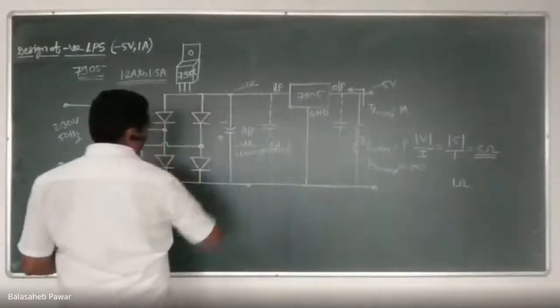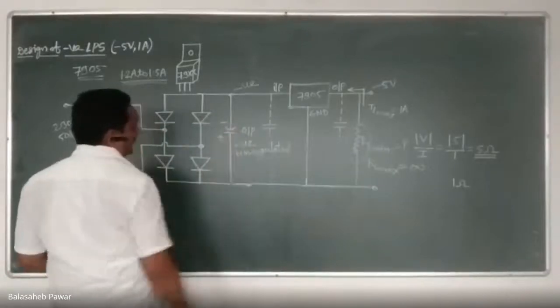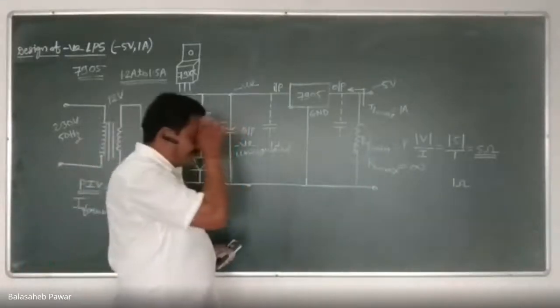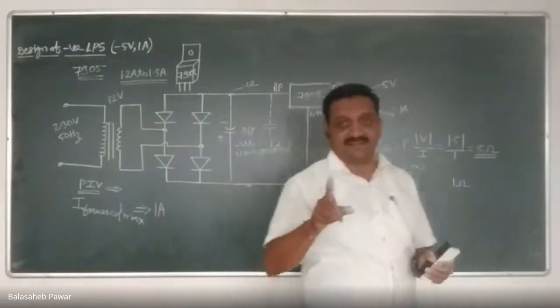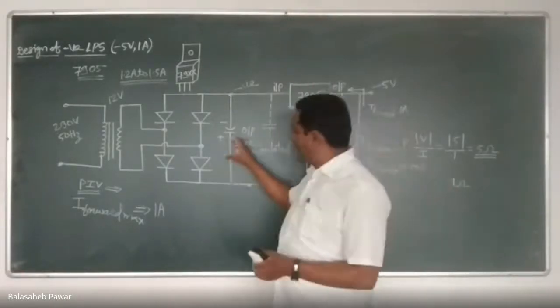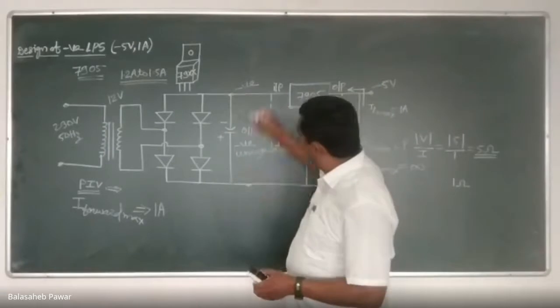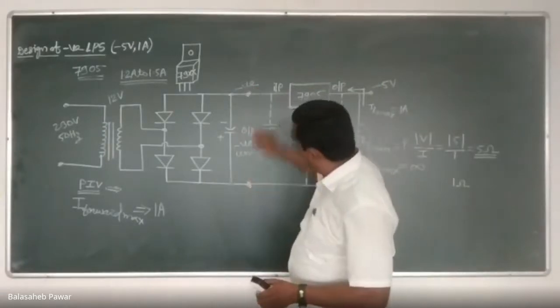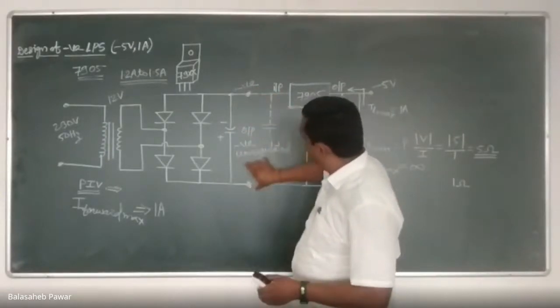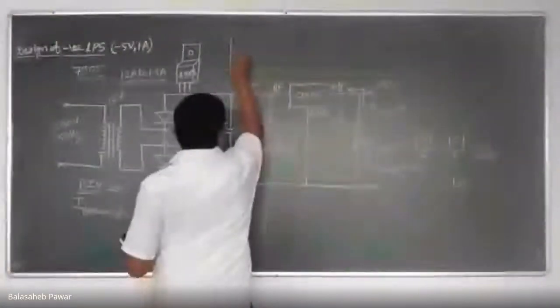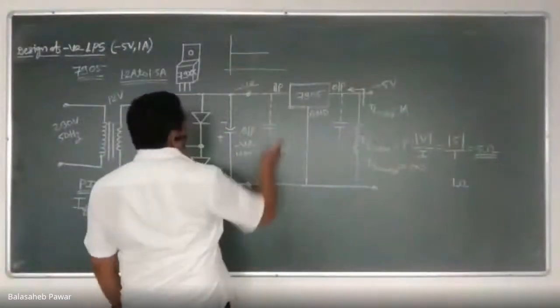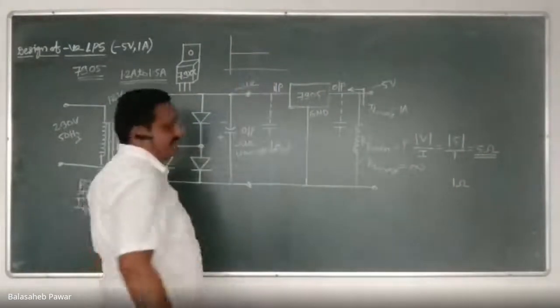Then the filter capacitor, this one. What is the purpose of the filter capacitor? That filter capacitor is used to convert pulsating DC into pure DC. Don't say regulated. I'm saying again and again, don't say it. After the filter, whatever DC voltage you get across these 2 points will be pure DC. That means it will be a straight line like this.